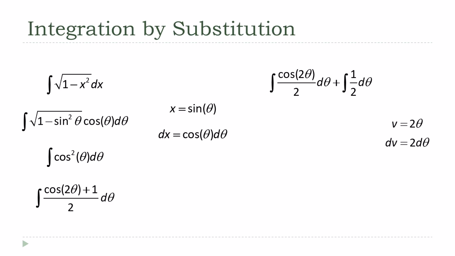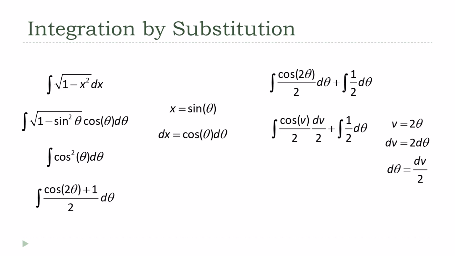I'm going to let v equal 2 theta, which means dv equals 2 d theta, differentiating both sides, or d theta is dv divided by 2. All right, so let's make that substitution. If I substitute that just into the first integral, the second one I'm not concerned about. It's the first one we're going to have to work at here.